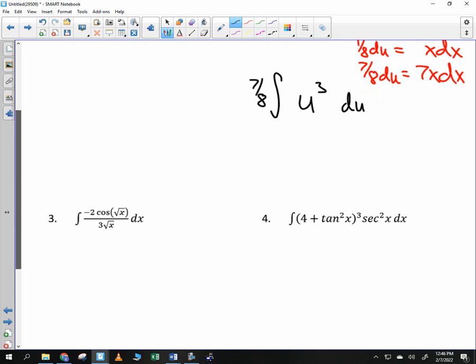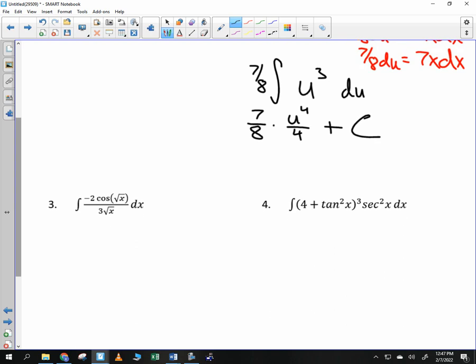Now the problem is simple. What's the antiderivative of u cubed? U to the 4th over 4. And I'll simply take the u to the 4th over 4 and multiply it by 7/8. So we now have 7 times, what is u? 4x squared minus 3 to the 4th power over what? 32, plus a constant.